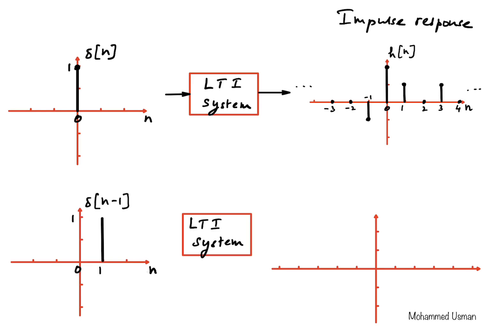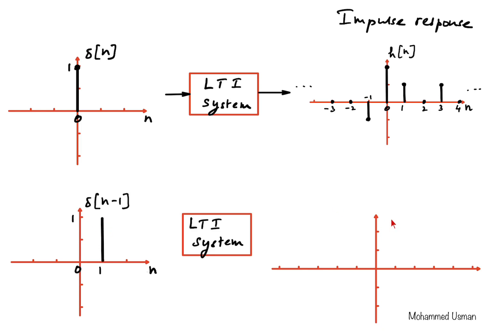So now what I have depicted here is a shifted impulse. Let's say when the input is delta of n, we get this output h of n, which is the impulse response of the system. Now we have a shifted impulse. The impulse is shifted to the right by 1, so the impulse occurs at n equal to 1. That is denoted as delta of n minus 1. So minus here indicates a right shift by 1. So this impulse is shifted to the right by 1.